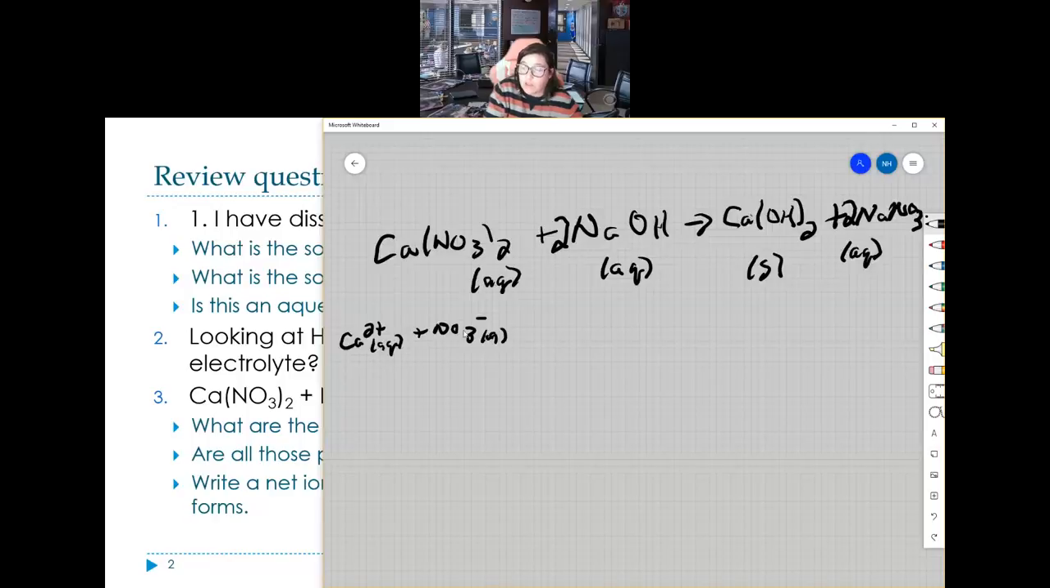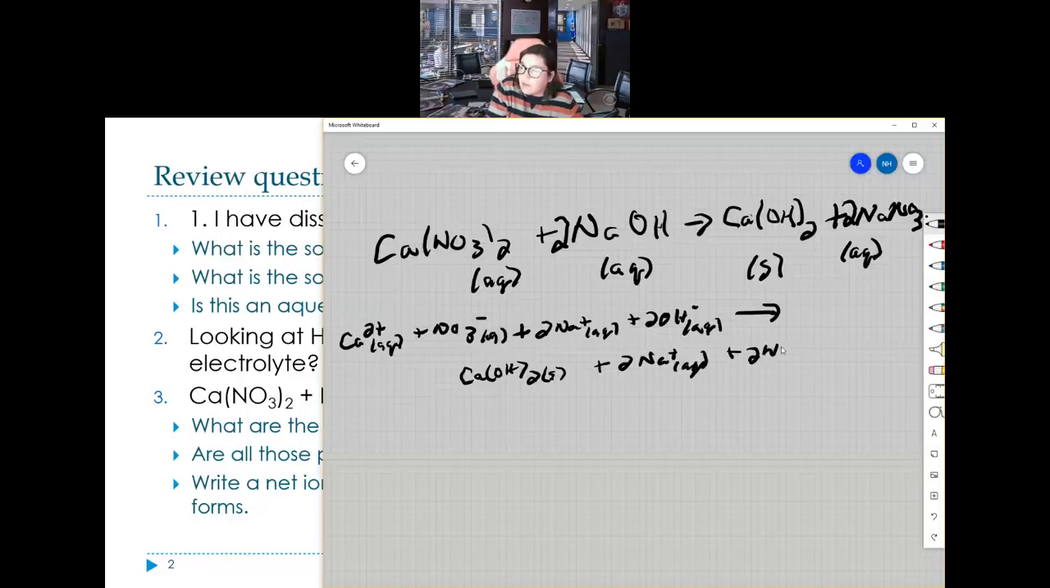So Ca2+ (aq) + NO3- (aq) + 2Na+ (aq) + 2OH- (aq). I'm just going to move this down here because I know it's not going to fit. Goes to Ca(OH)2 (s) + 2Na+ (aq) + 2NO3- (aq), again, this is aqueous. Now that's our complete ionic equation.